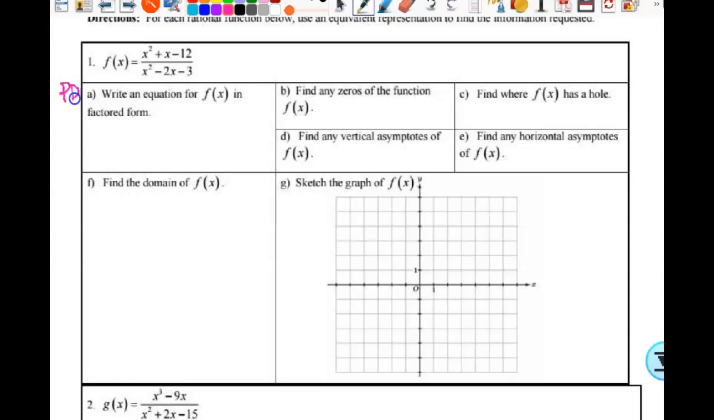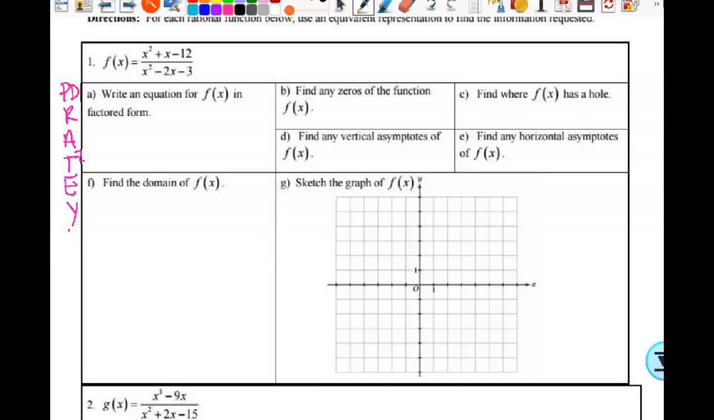Okay, so my suggestion to you would be off to the side or wherever you want to do it, I would write PD ready like we did yesterday to make sure you have everything you need to actually sketch it. Because one thing it doesn't ask you here for is the y-intercept, and you're going to have one here that you need to graph, okay?